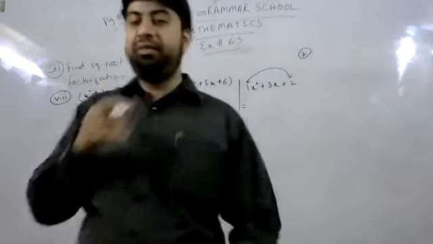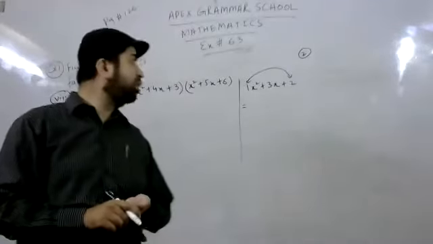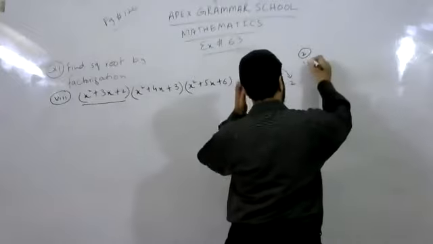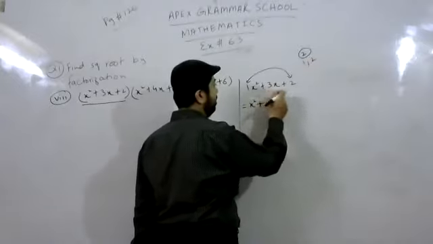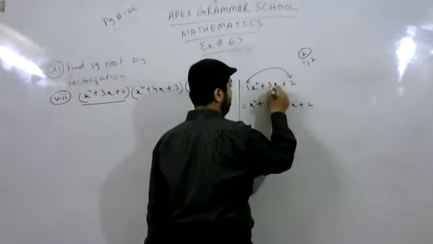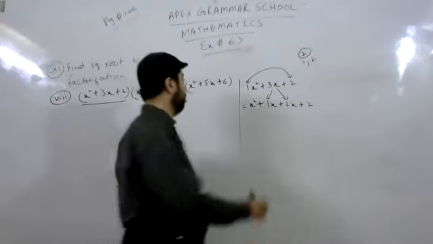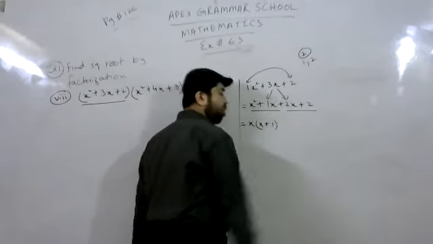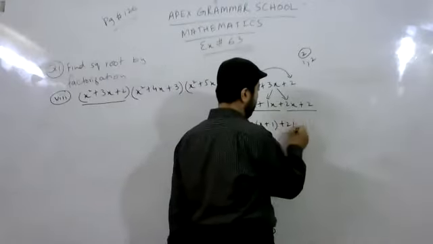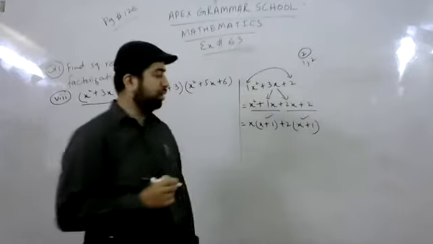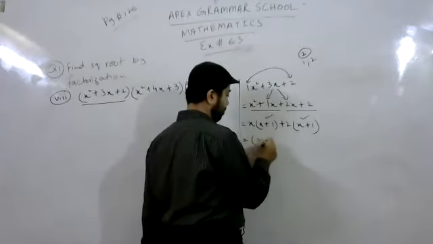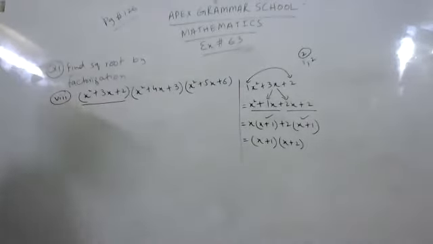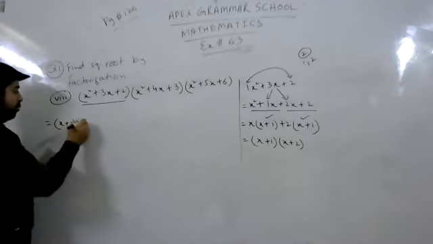For midterm breaking, we need a pair of numbers whose multiplication answer is 2 and whose addition answer is 3. So both numbers are 2 and 1. So midterm breaking gives 1x plus 2x plus 2. What is common here? X is common, so x plus 1 will be left here. And what is common here? 2 is common, so you can write 2 times x plus 1. After that, when you find that both are the same, you can write x plus 1 and then x plus 2. So instead of x square plus 3x plus 2, you can write x plus 1 and x plus 2.